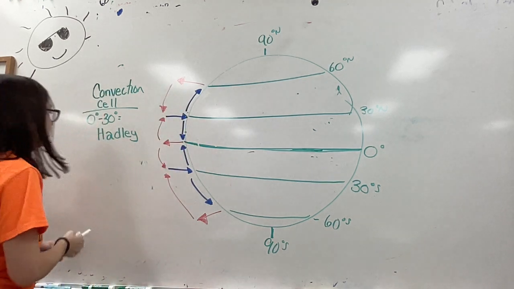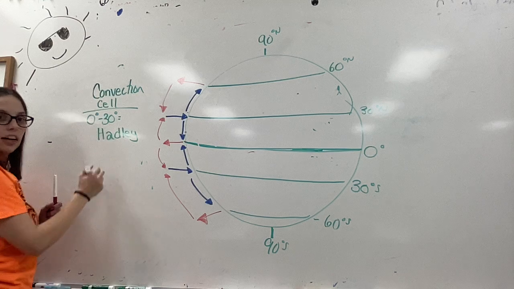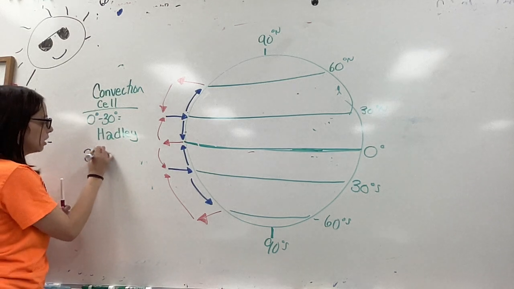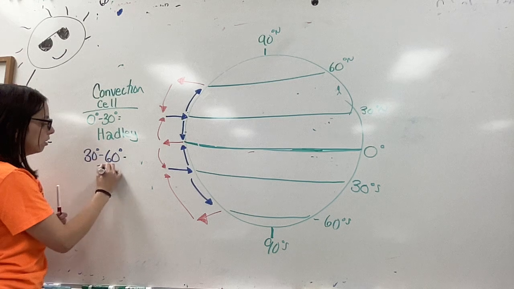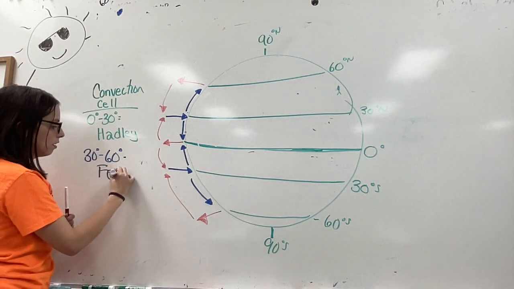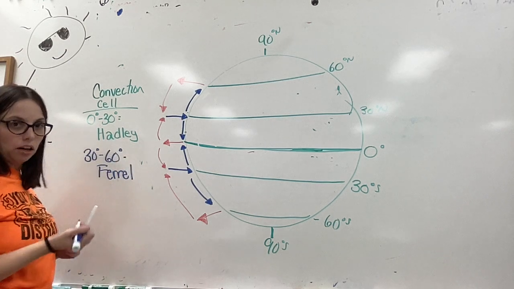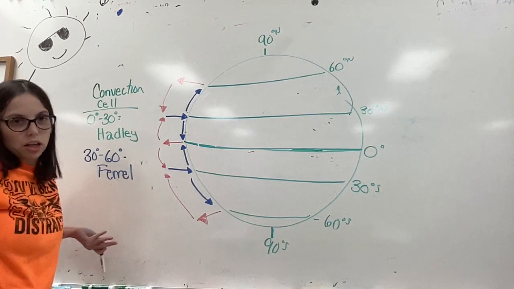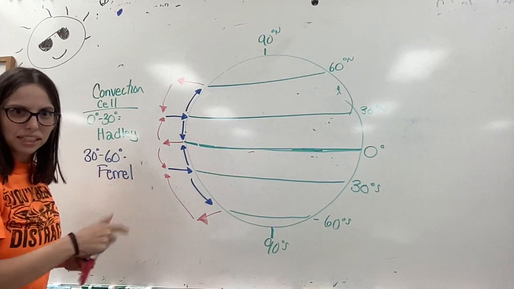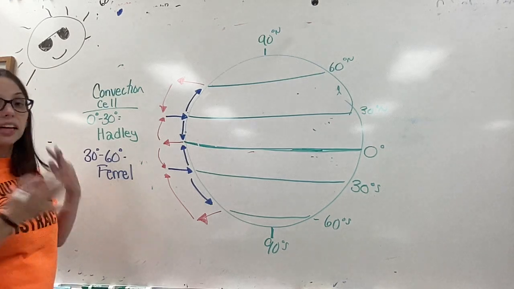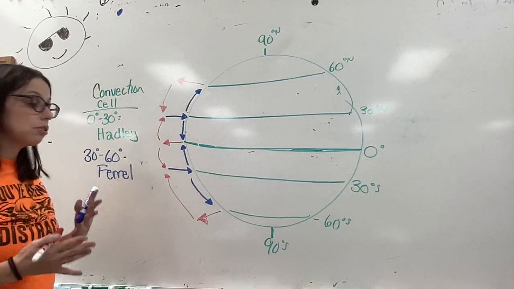All right, write this down. The convection cell between 30 and 60 degrees latitude is called the Ferrel cells. Ferrel cells, whatever. All right? Again, probably somebody's name. And that leaves us with just one more thing.